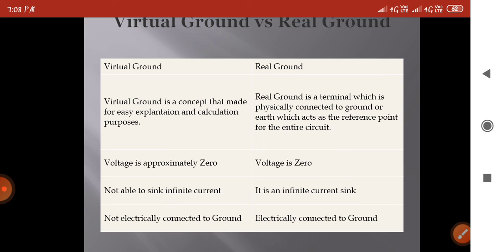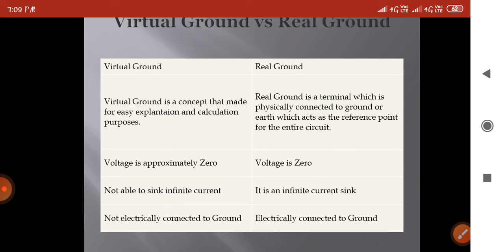V equals I into R. The virtual ground is not electrically connected to ground, whereas the real ground is electrically connected to ground with a symbolic representation. We can draw and express it symbolically in the real ground. In the virtual ground, we can't express it like that. Okay, that is the difference between the virtual ground and the real ground.